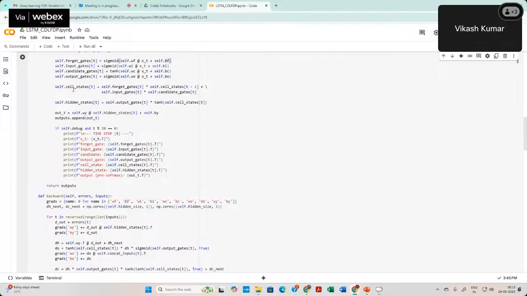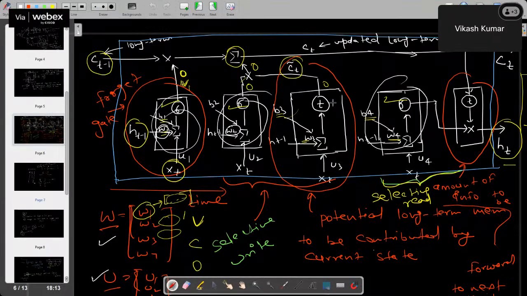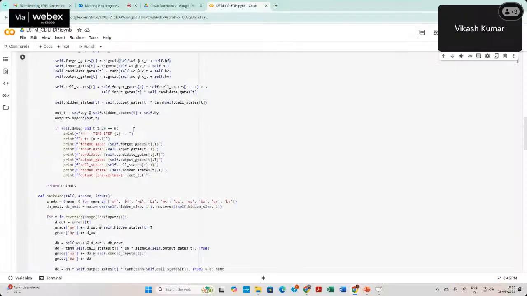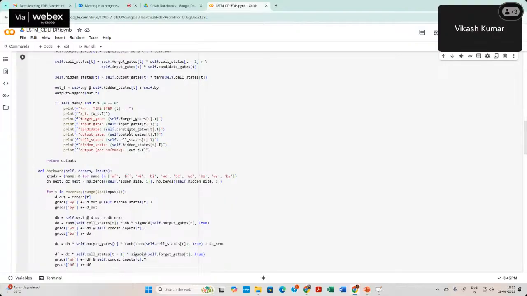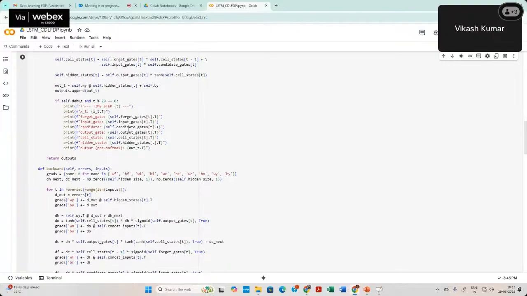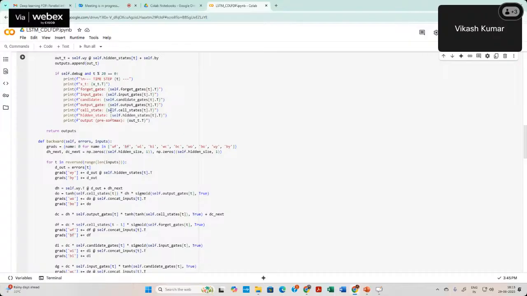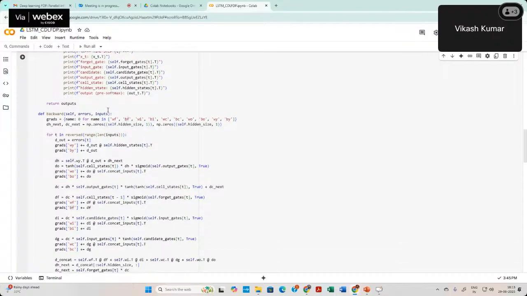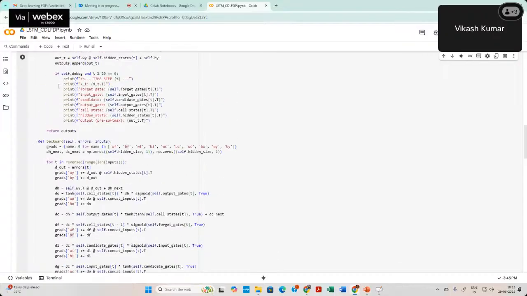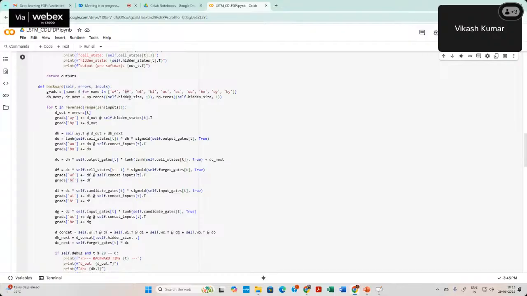We are computing the cell state and the hidden state according to this equation, according to this provision, whatever we have learned here. This is the provision that we are implementing here. This is just to print the intermediate values of the gates. Once we complete the forward pass for the whole sequence length, we need to backpropagate.